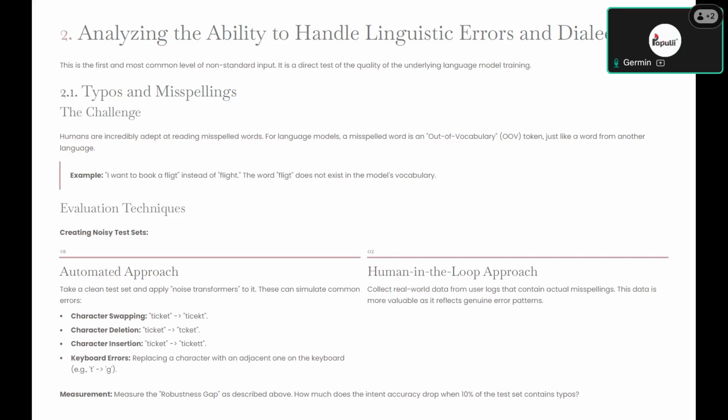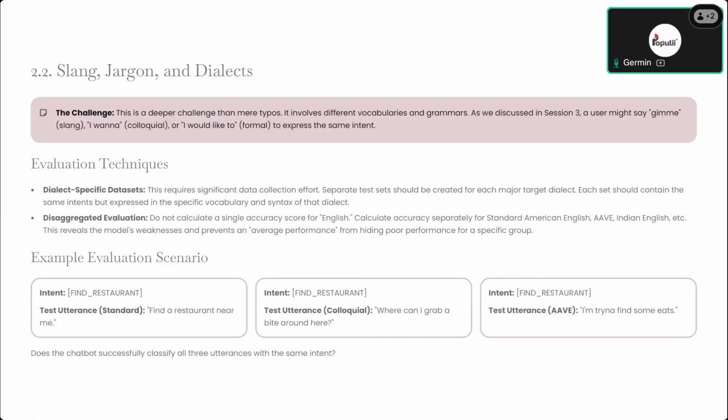So now let's move on to something a little more complex, which is slang, jargon, and dialects. This challenge goes deeper than just spelling mistakes. Here we are talking about different vocabularies, different grammars, and even different cultural ways of speaking.